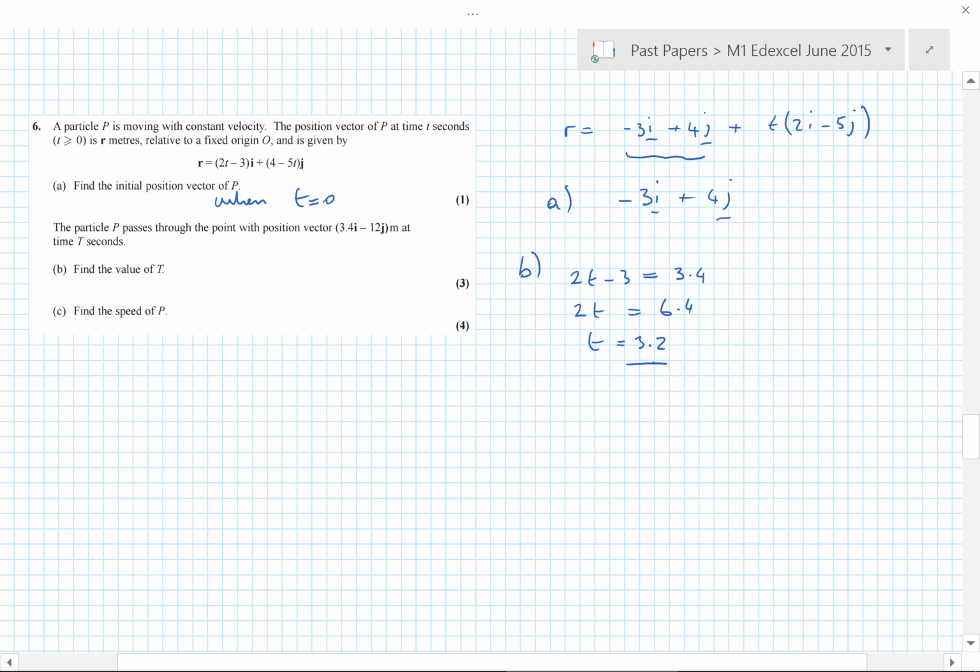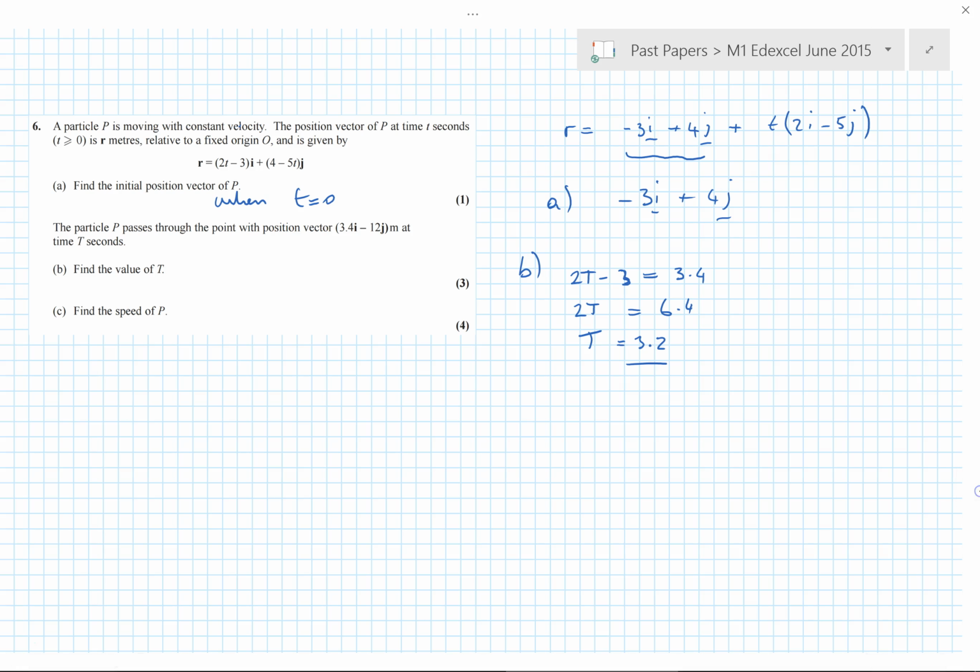Or big T they've used, so we better use the symbols that they've used. So that's 2T minus 3. Now that's the answer, 3 marks, 3 easy marks.